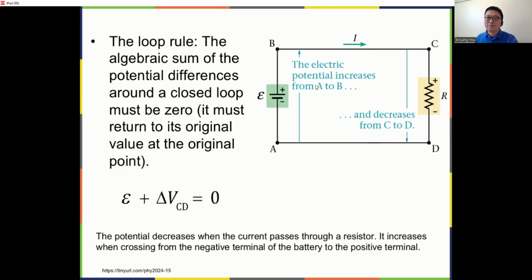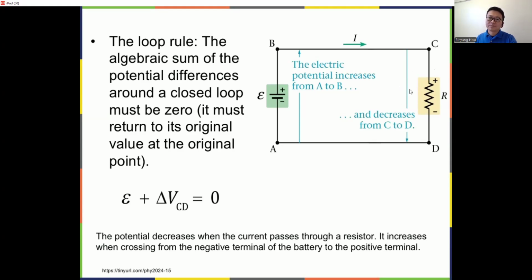It depends on the current direction and also the loop's direction. If you are going in the same direction as the current when you cross the resistor, then you have a potential decrease, from this side to the other side. So for example, if I is equal to 10, this change in potential will be minus 10. It will be minus IR if the current and loop are in the same direction.